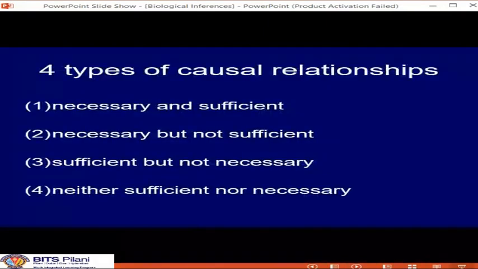There are four types now of relationships between the exposure or the risk and the final outcome, which is disease. And I'm going to spend some time talking about these four types of causal relationships. The first is called necessary and sufficient. The second, necessary but not sufficient. The third, sufficient but not necessary. The fourth, as you can guess, is neither sufficient nor necessary. I will take you through each of these in detail now.